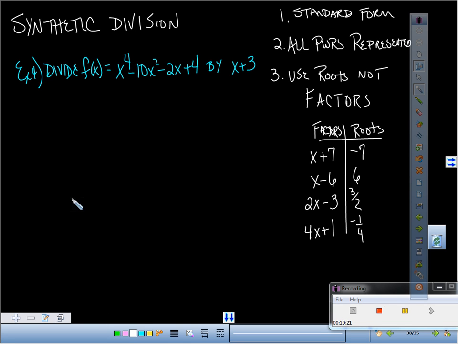Make sure all the exponents, it's in standard form and they're all represented. So it starts and goes down, so I'm good there. 4, what? There is no 3. So we're going to need to put a 0 in his place. 4, 3, 2, 1, 0.